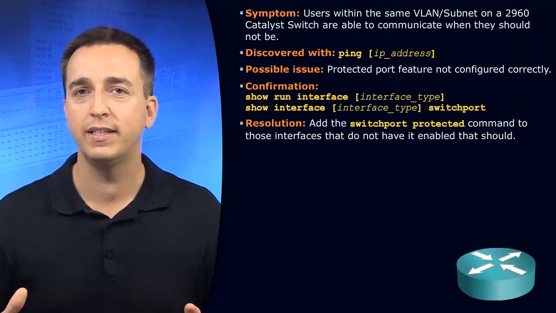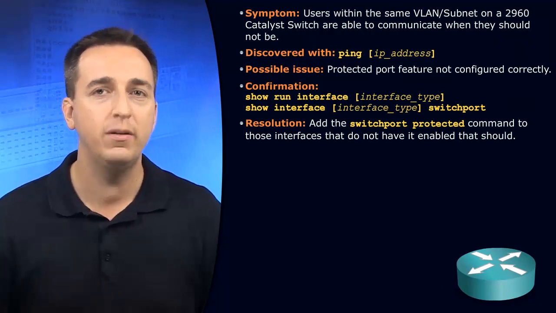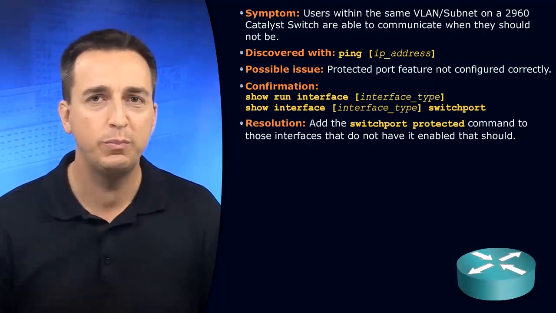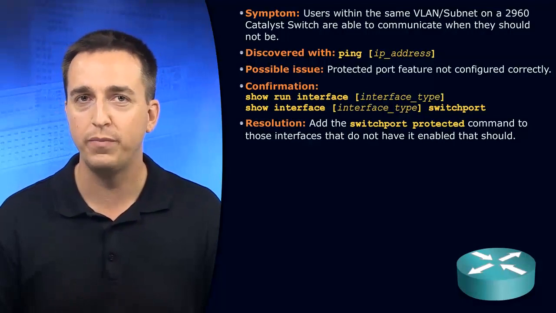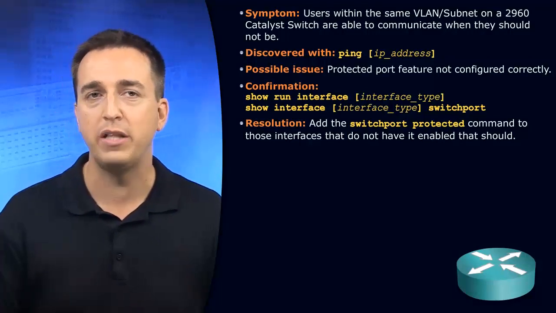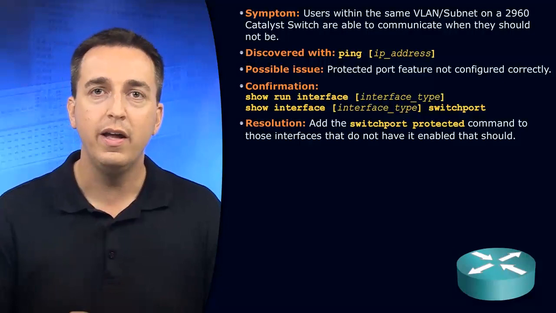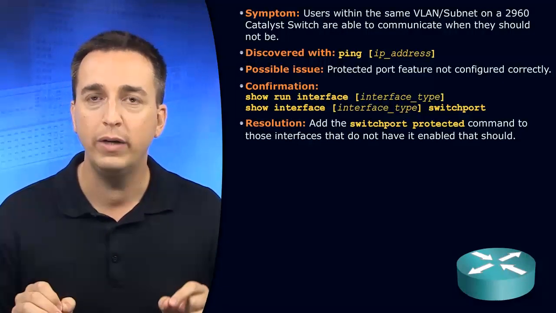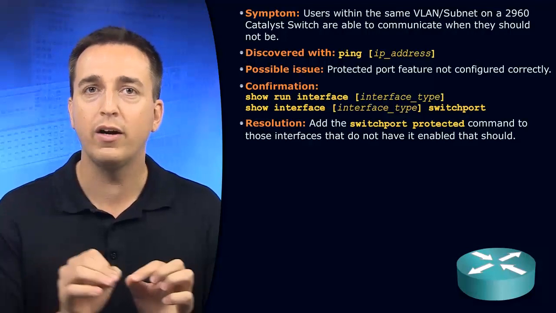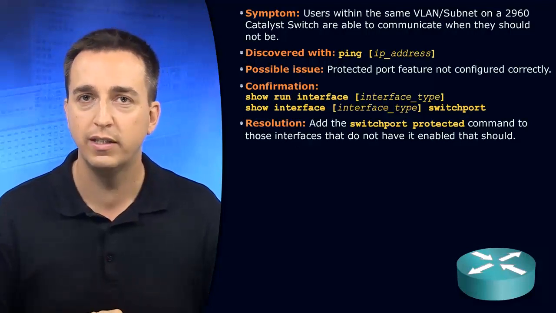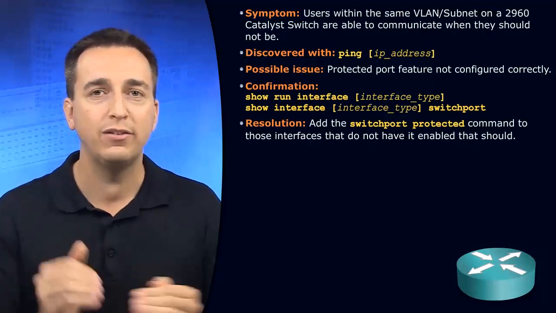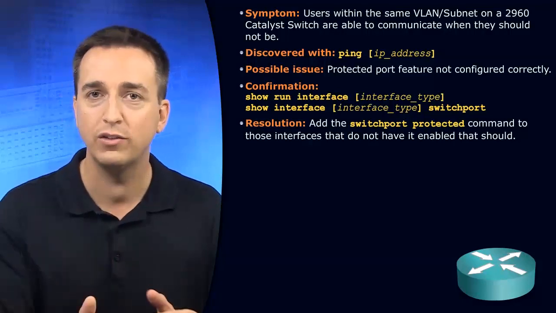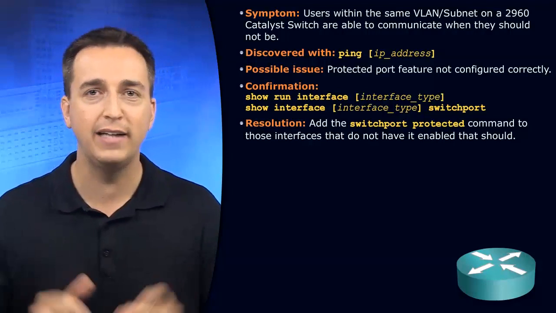Catalyst 2960 series switches don't have the ability to support private VLANs. However, they do support the protected port feature. Now, we have to always remember that the protected port feature is going to prevent traffic from flowing between switch ports that are configured as protected ports. However, it still allows traffic to flow between a protected port switch port and another switch port that is not configured as a protected port.